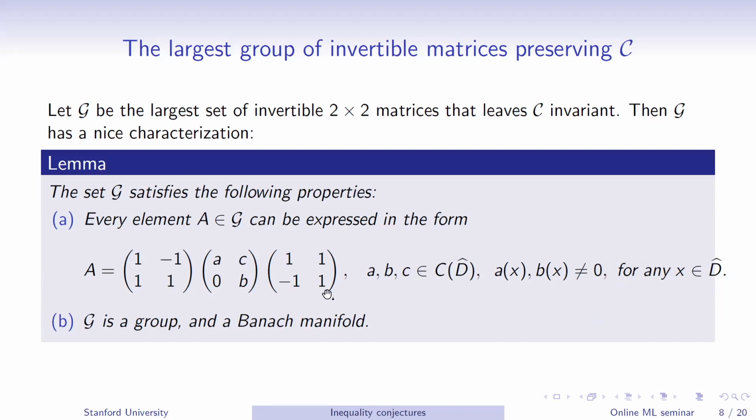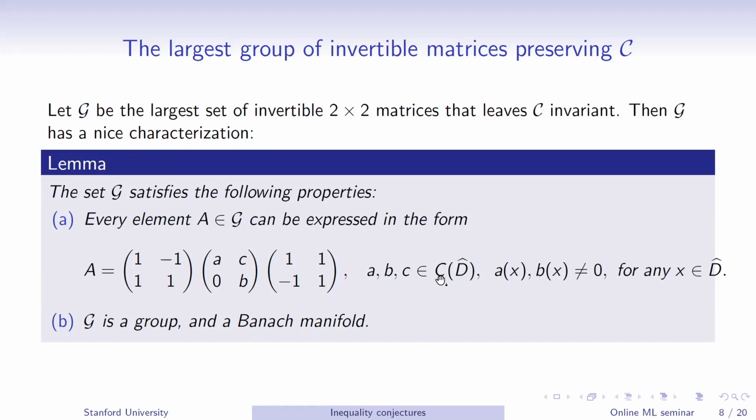And what you can show is that, in the beginning we have a set, but you can actually show that this set forms a group. And because of this condition, these are open conditions, so it will have a Banach manifold structure. And so what is this group actually homeomorphic to?